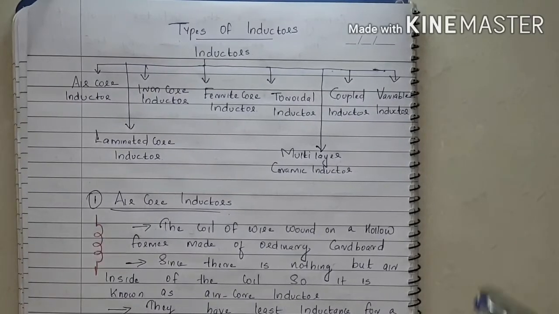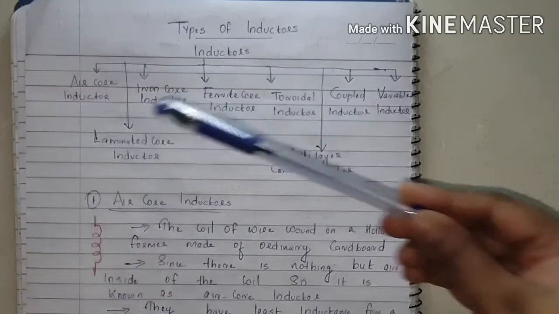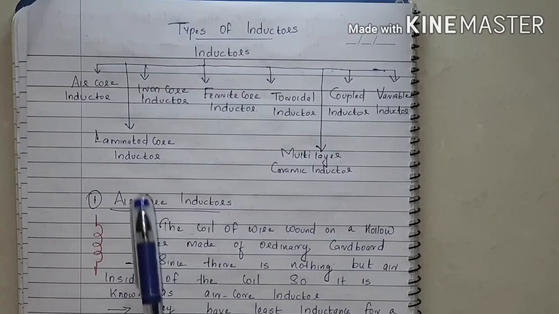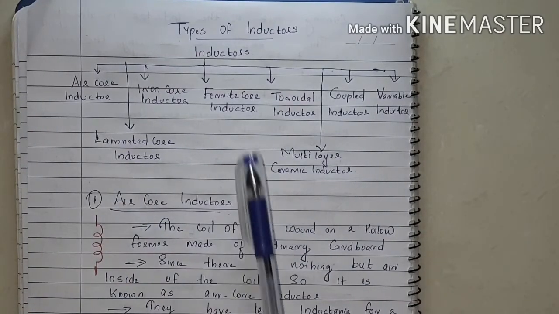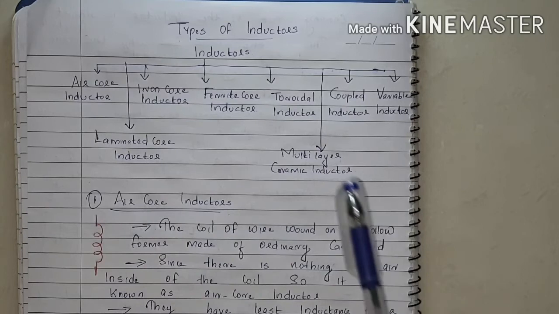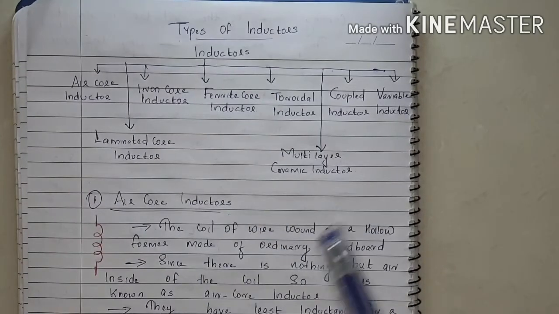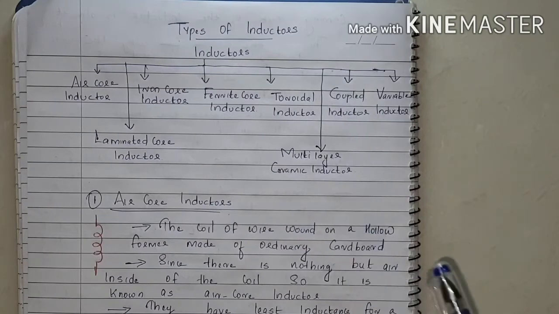Our next topic is types of inductors. Inductors are classified into 8 types. The first one is air core inductor. Second is laminated core inductor. Third is iron core inductor. Fourth is ferrite core inductors. Fifth is toroidal inductors. Sixth is multi-layer ceramic inductors. Seventh is coupled inductors. And the eighth is variable inductors.